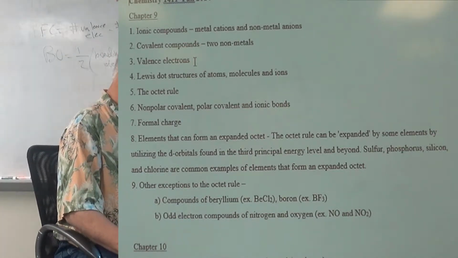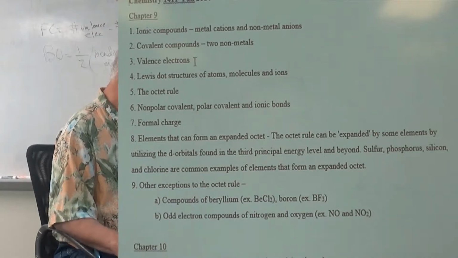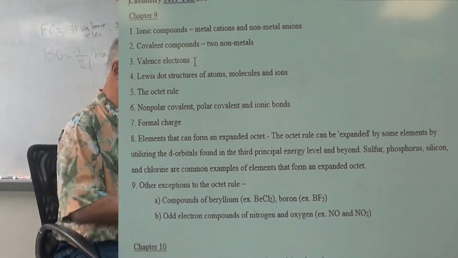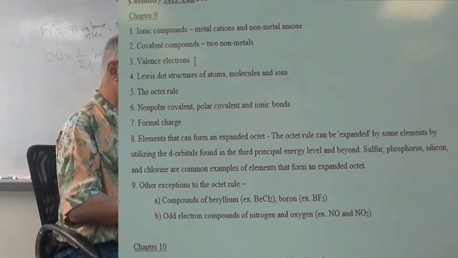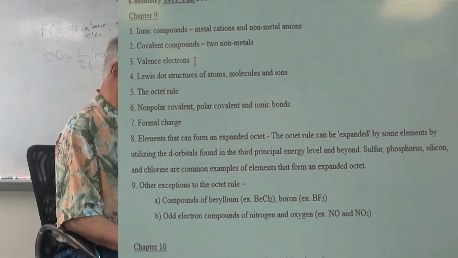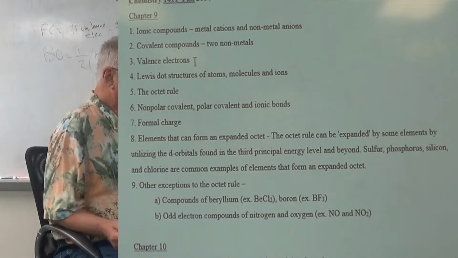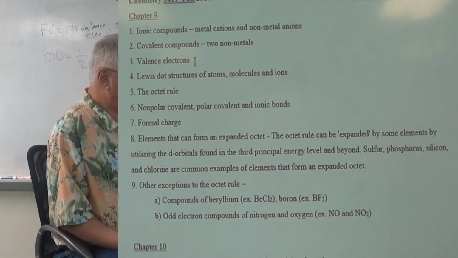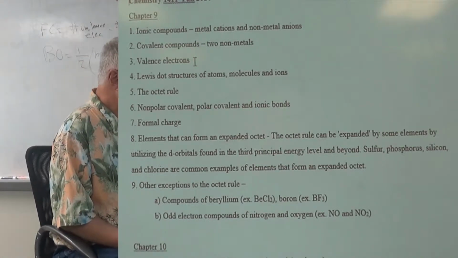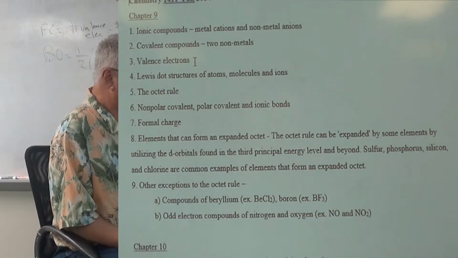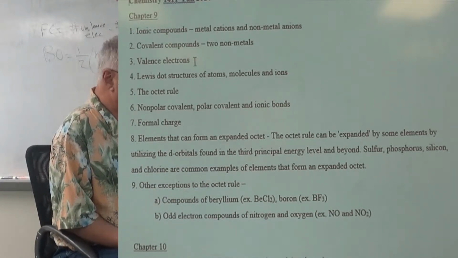And if you're drawing a Lewis dot structure for an atom, the dots are the same as the number of valence electrons. And then, of course, if it's an ion, you got to figure out how many dots you need to add or take away from the valence electrons to get the charge that you're interested in.